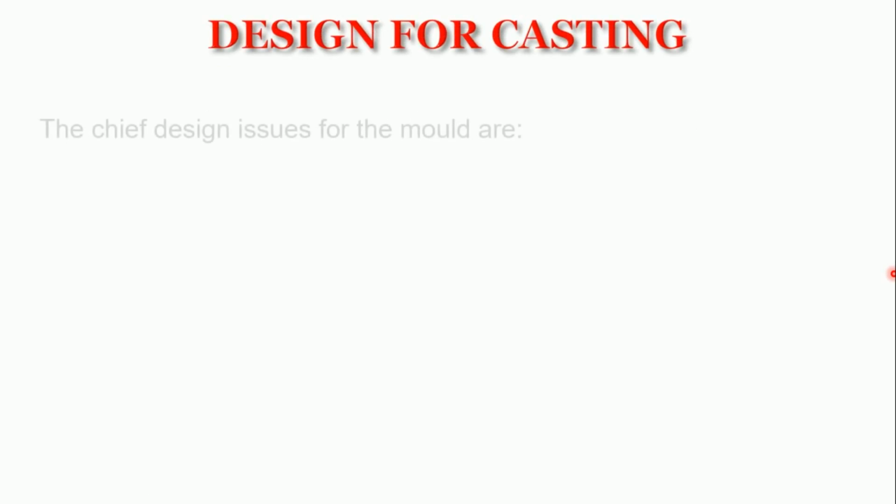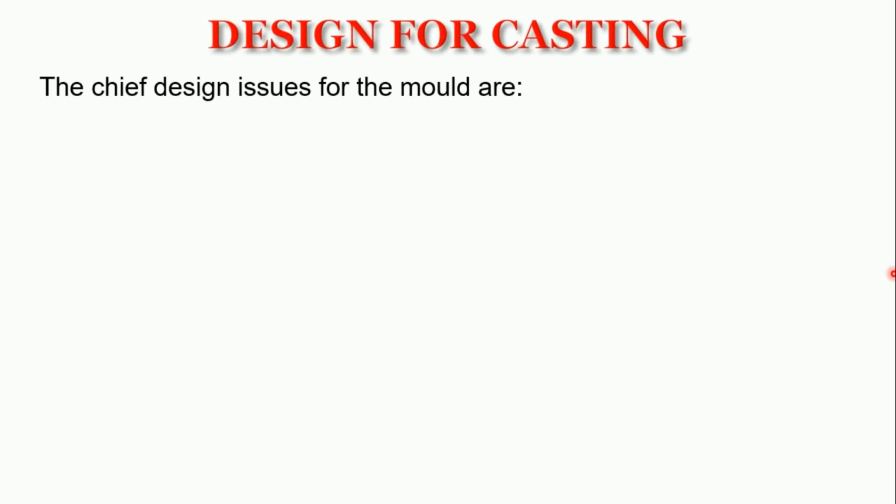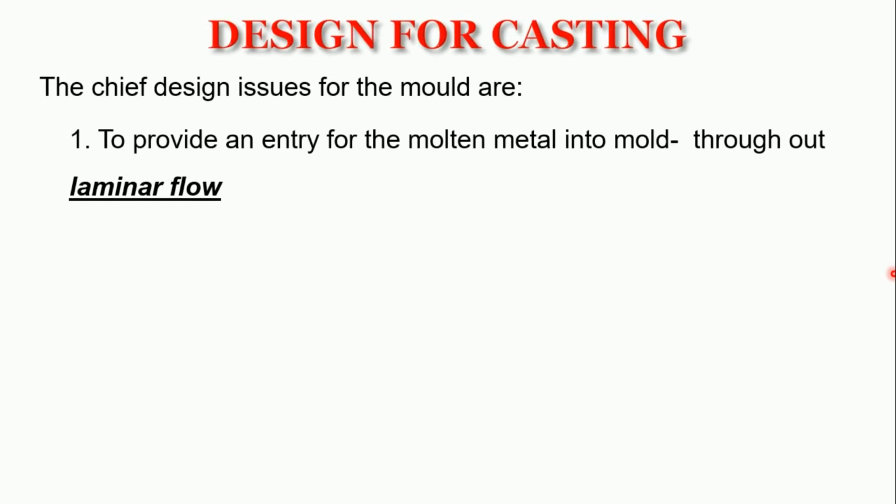Now, design for castings. The chief design issues for the molds are to provide an entry for molten metal into the mold through laminar flow. We can maintain laminar flow in these processes, and that is why we can eliminate erosion of the mold surfaces. These are the special design issues.